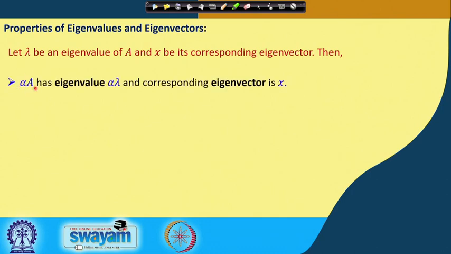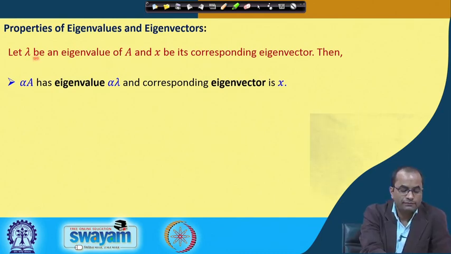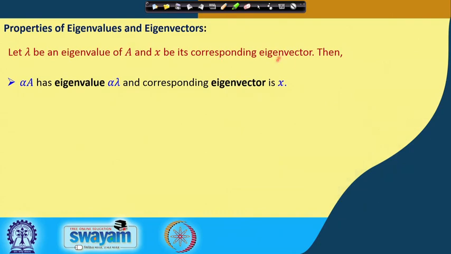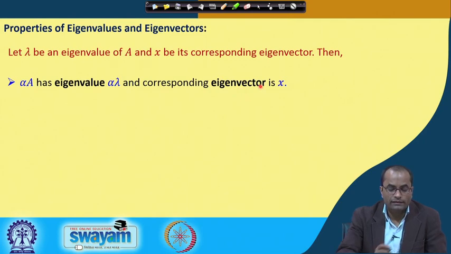then alpha A has eigenvalue alpha lambda and the corresponding eigenvector is x. So, what is this property? If lambda is the eigenvalue of A and x is its corresponding eigenvector, in that case alpha times A, where alpha is some constant, some scalar quantity from the set of real numbers for instance, will have the eigenvalue alpha lambda. So, this alpha will be multiplied simply to lambda and the corresponding eigenvector will remain the same, that is x.